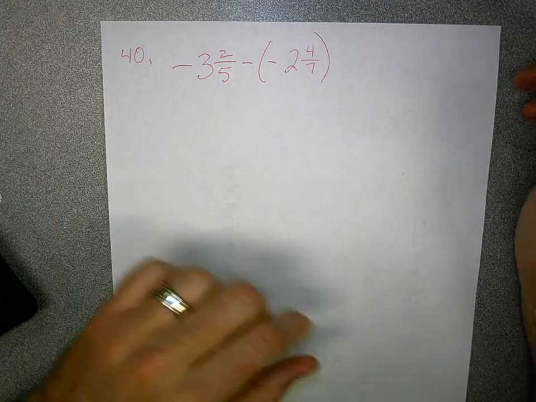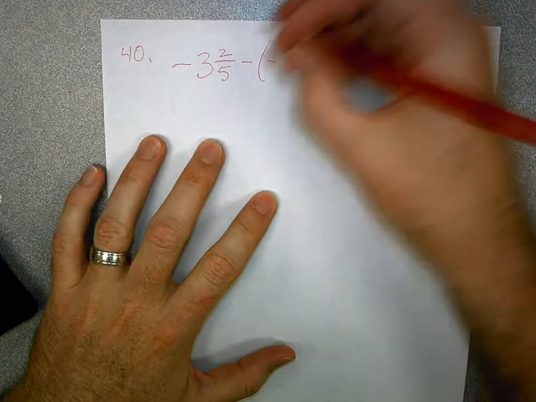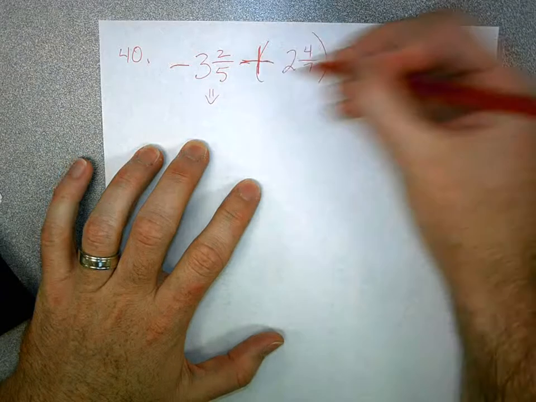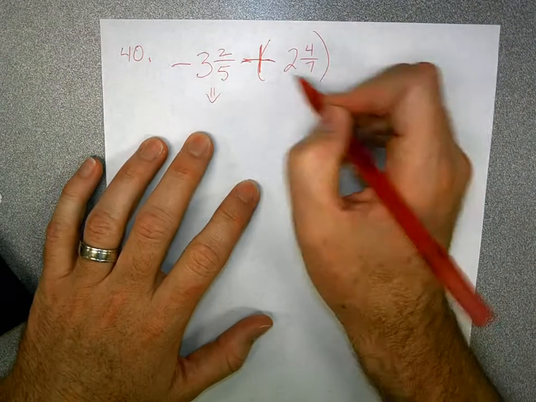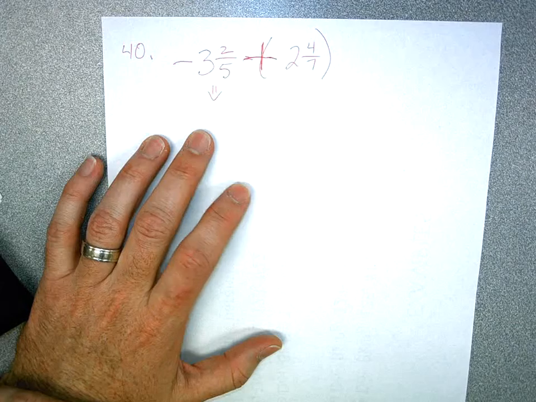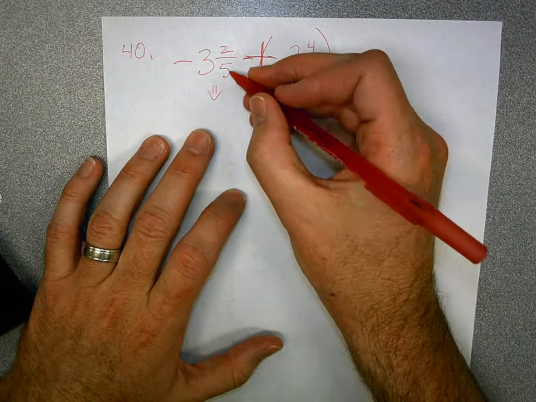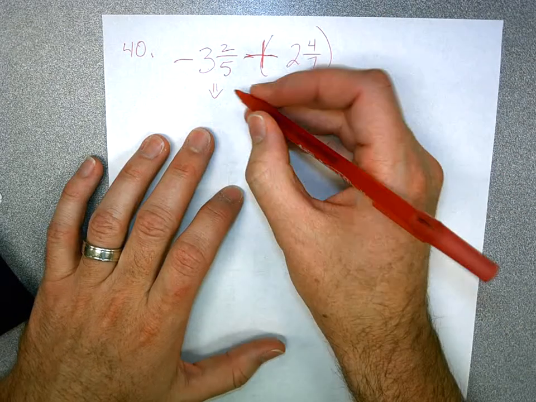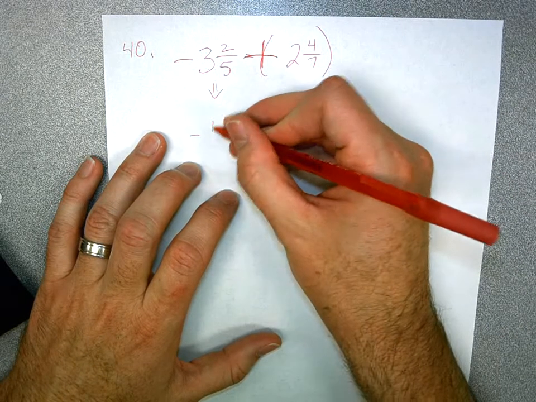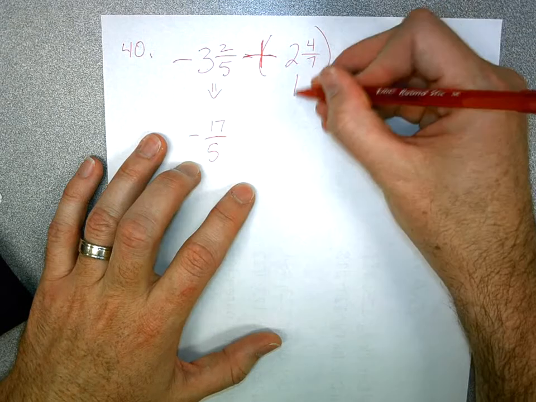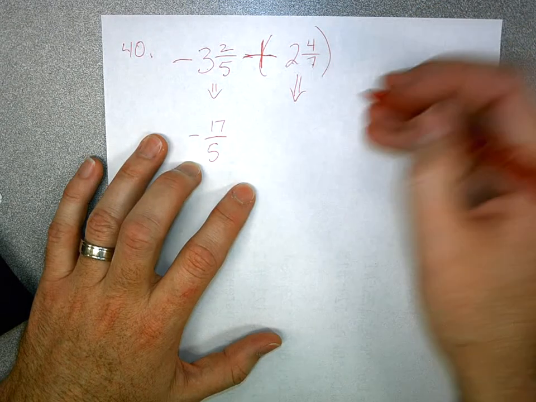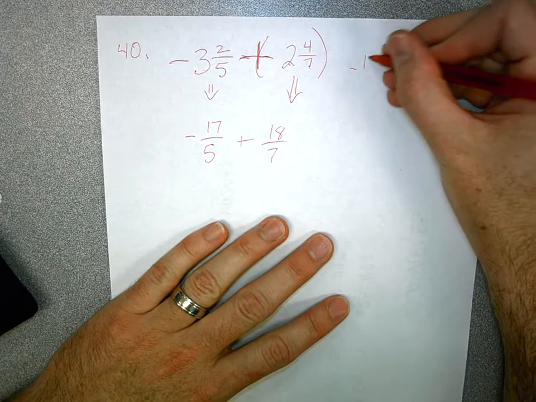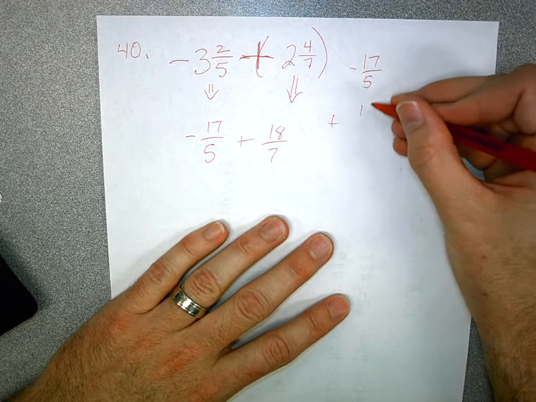Okay, so if you want to check this, here we go. We have a double negative, which should have made it into a big positive. There's actually no decimals here for us to convert on this one, so I'm going to change this back over to an improper fraction. So 5 times 3 is 15 plus 2 is 17, so we end up with negative 17/5. Got to change this over. So 7 times 2 is 14 plus 4 is 18, so 18/7. I'm going to go ahead and stack these up. Negative 17/5 plus 18/7.